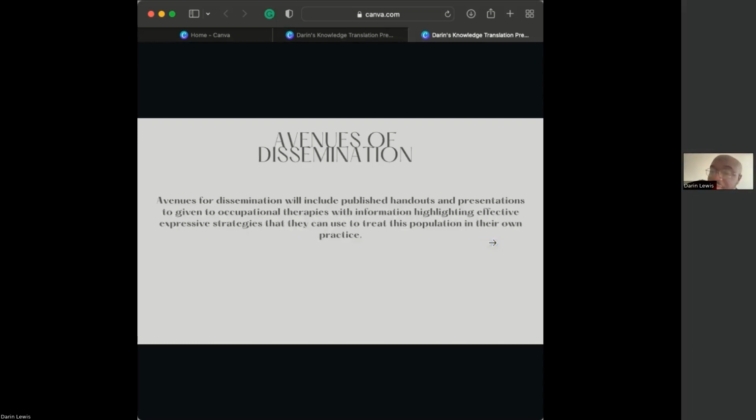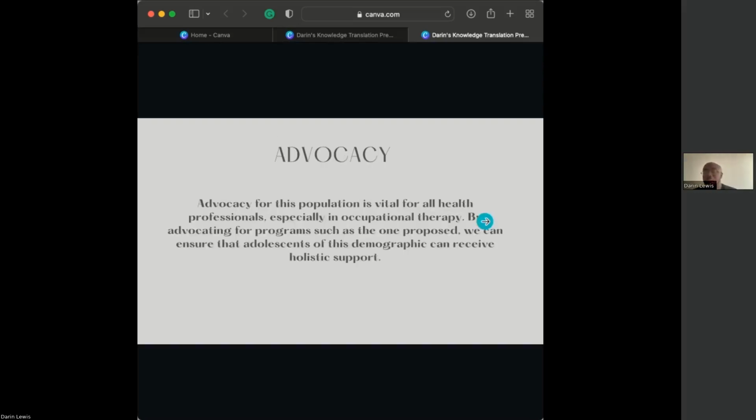Regarding the avenues of dissemination, published handouts and presentations will be given to you all, the occupational therapists, with information highlighting effective expressive strategies that can be used to treat this population within your own practice. The potential impact for this program is that children who have experienced past trauma may be able to experience true healing and improved quality of life.